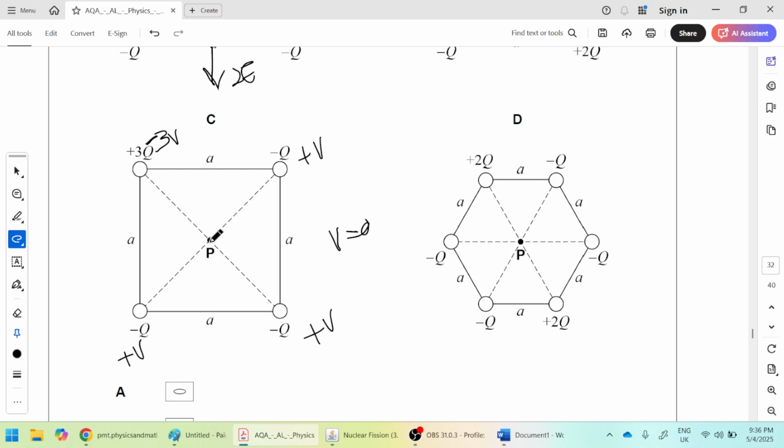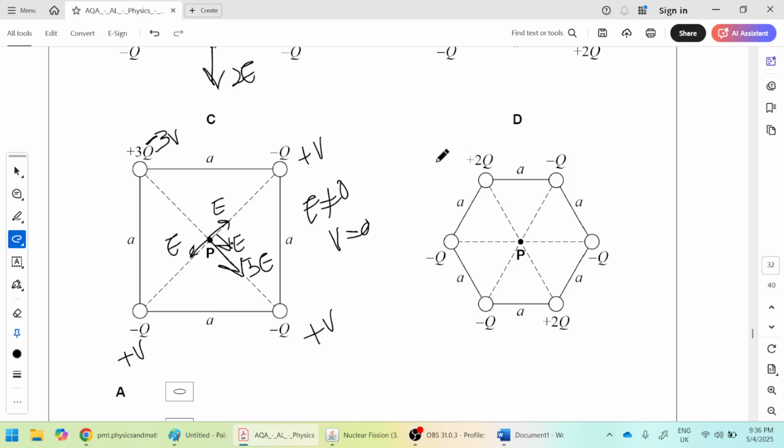Electric field wise, this one will push this way with 3E. This one will, unfortunately, also attract with E. This will also attract with E. These two vectors will cancel out, but unfortunately this one will pull with E, making E equal to 0, which tells me this will be the answer.